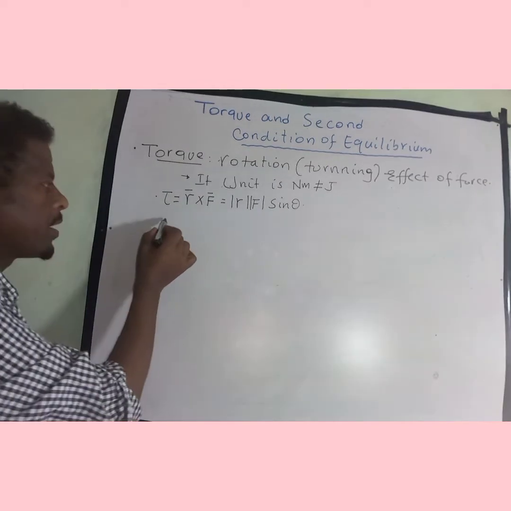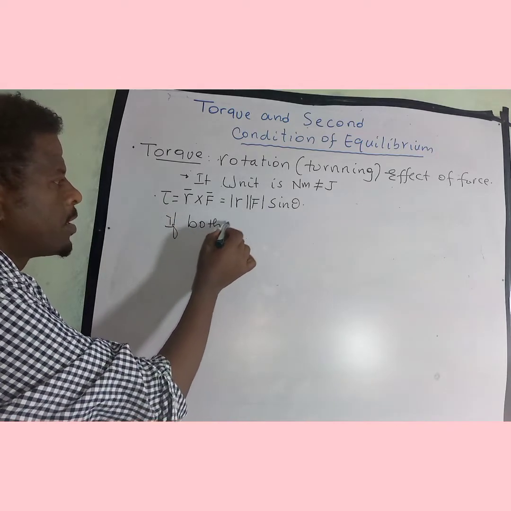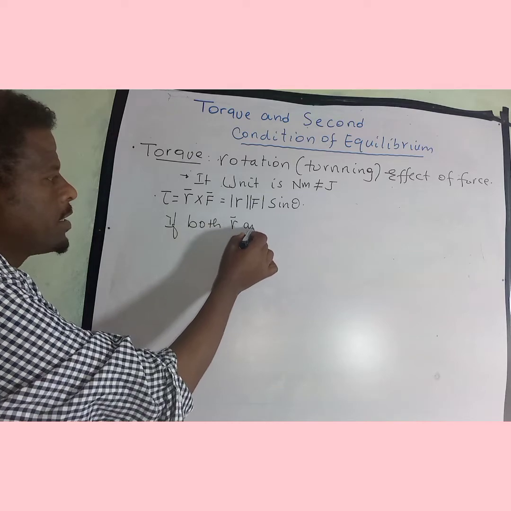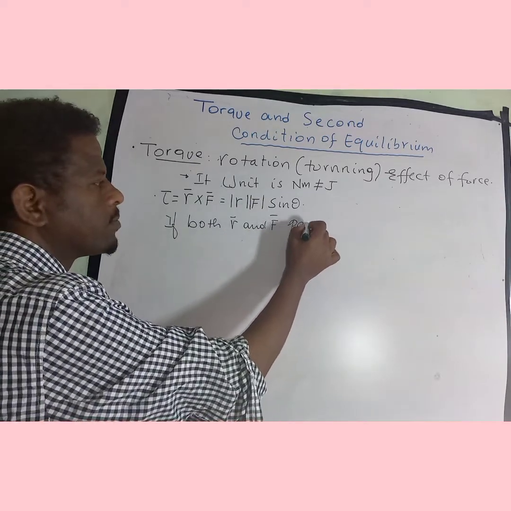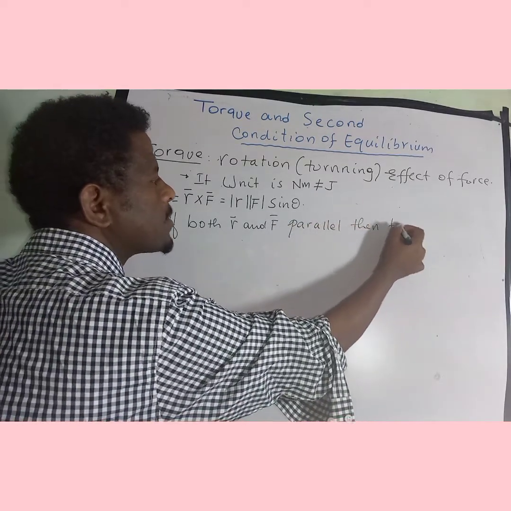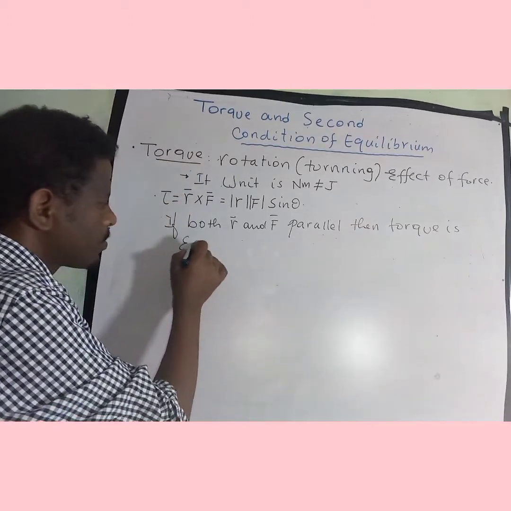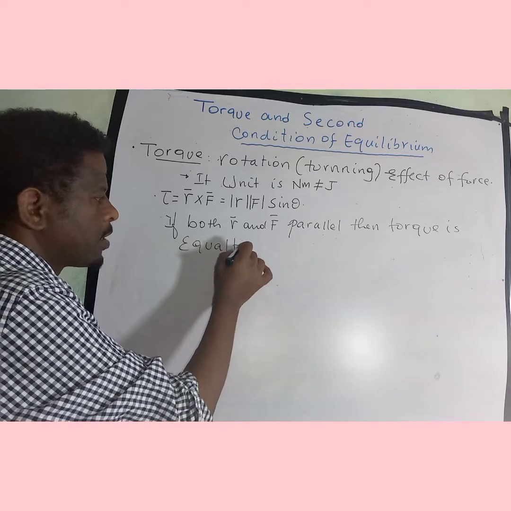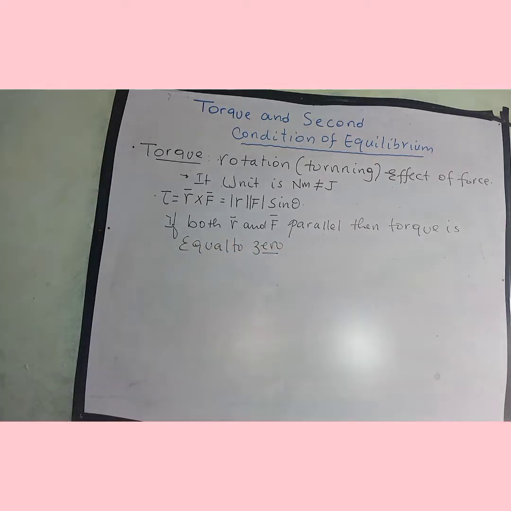If those displacement and force are parallel, then torque is equal to 0, because the cross product of two vectors is 0 when they are parallel.